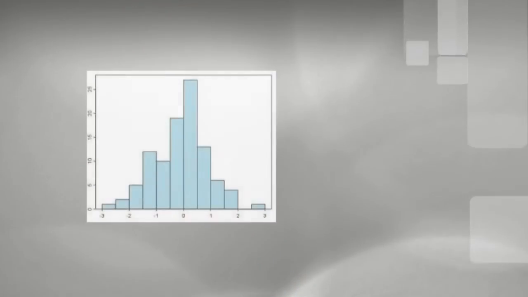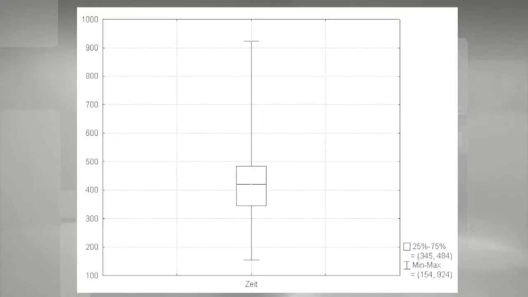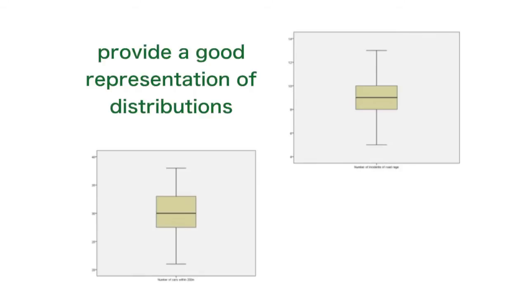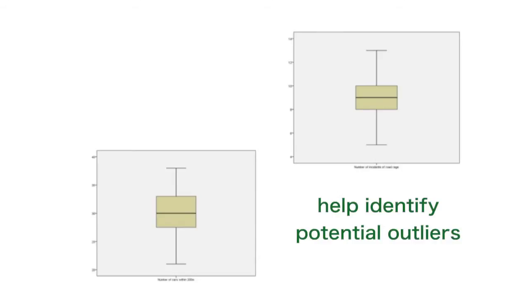Now, histograms, stem and leaf plots and box plots can also give you a good idea of what the data looks like from a visual perspective. So here I show you the box plots, also called box and whisker plots, which can be useful because they also provide a good representation of the distributions and help you to identify any potential outliers.